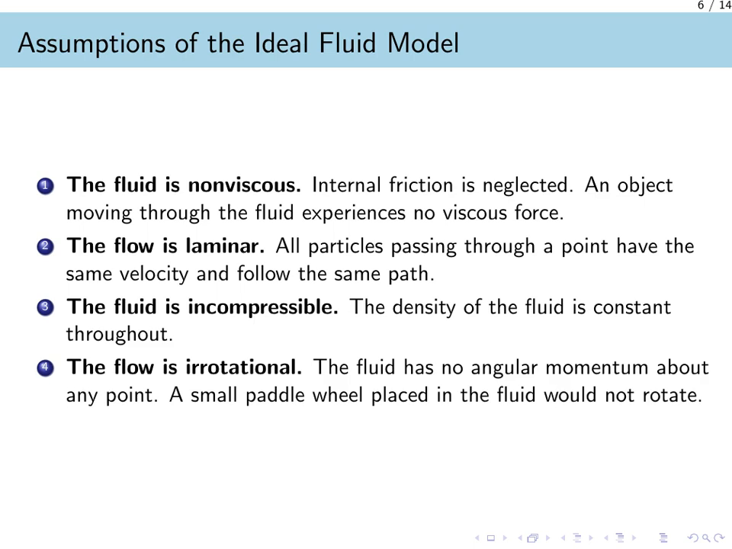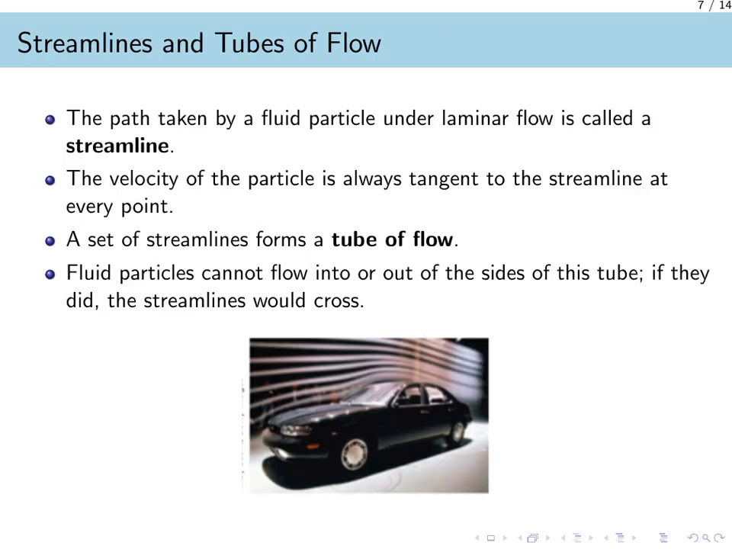These four assumptions form the basis of the ideal fluid model, which allows us to derive the fundamental principles of fluid dynamics. To visualize the motion of particles in steady, laminar flow, we use the concept of a streamline. A streamline is the specific path that an individual fluid particle follows. A key property is that the particle's velocity at any point is always tangent to the streamline at that same point. When we bundle a set of neighboring streamlines together, they form what we call a tube of flow.